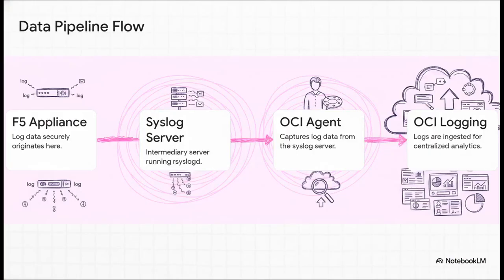Which brings us to Section 2, the centralized OCI architecture. Now, I'm going to slow things down just a bit here because we really need to map out this data pipeline. The data starts at the F5 appliance, which securely forwards it over to an intermediary syslog server running syslogd. From there, the OCI management agent running on that exact same server catches the data and seamlessly shoots those logs straight up into OCI Logging Analytics. Grasping this fluid flow is absolutely crucial before we touch a single configuration setting.